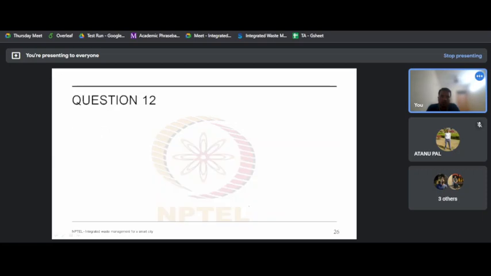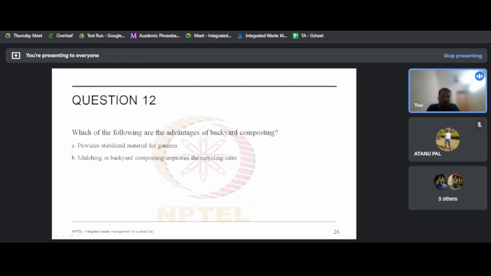Moving on to the next question, that is question 12. Which of the following are the advantages of backyard composting? Provides stabilized material for gardens. Mulching in backyard composting improves the recycling rates. They attract pests and flies. And can we use meat from food waste in the composting?